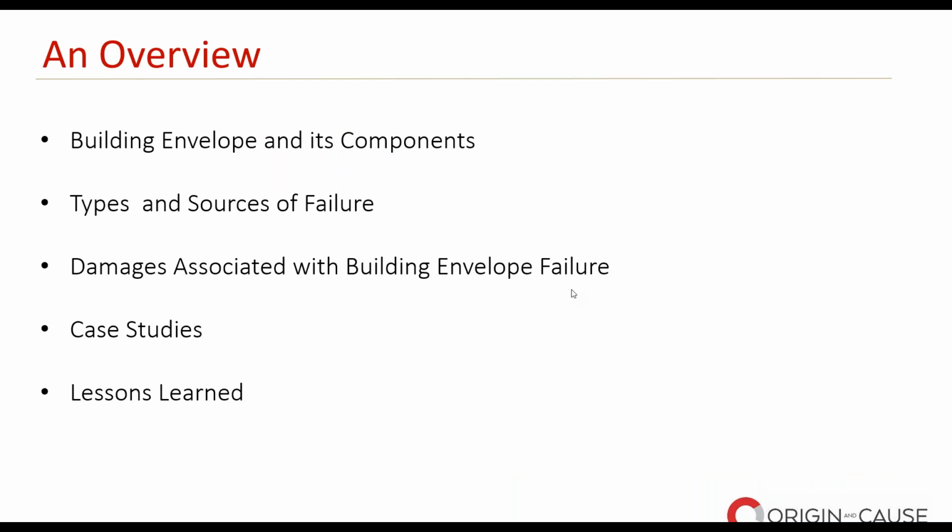So let's take an overview of the topics that we're going to cover today in our webinar. First, we are going to introduce the building envelope and its components. Second, we will discuss the types and sources of failure for building envelopes. Then we're going to cover some types of damages that are associated with building envelope failure. And we're going to combine the knowledge that we gathered in the first three topics and apply it to two case studies. We're going to analyze the cases together and reach a conclusion about each case. And at the end, we'll summarize what we learned, and we'll open the floor for questions.